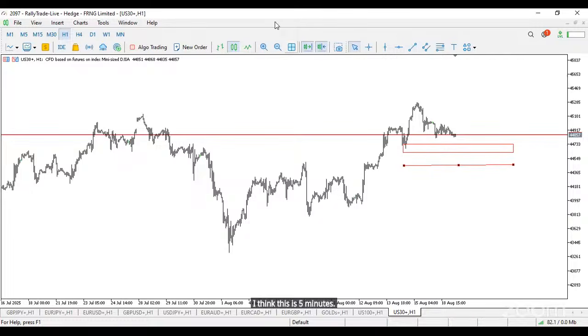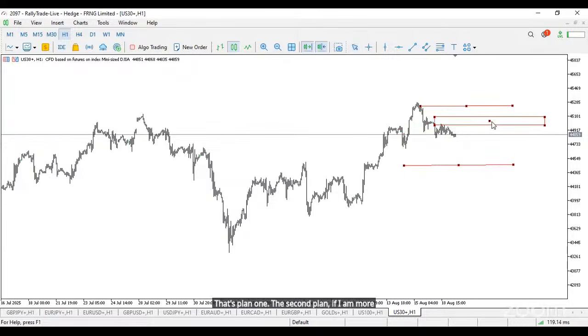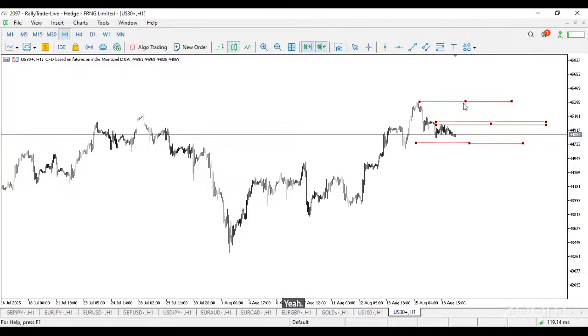goes below the inducement, and take profit here. When I buy limit, stop loss here, take profit there. It's as simple as that. That's plan one. The second plan, if I am more conservative, I simply put a buy stop here, then stop loss here, and take profit will be here. That'll be my second plan to speculate a buy for US 30.